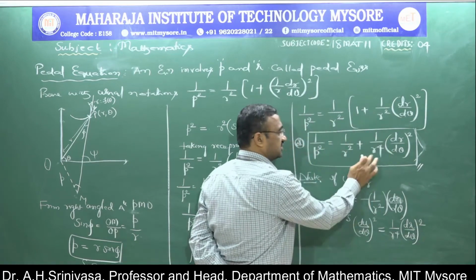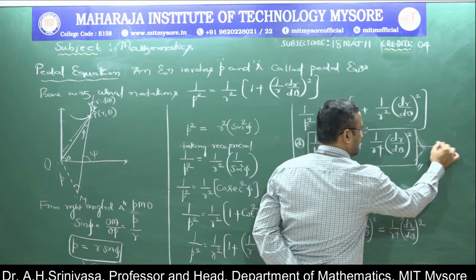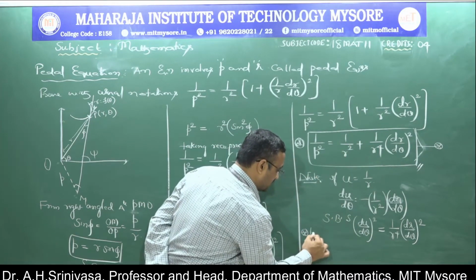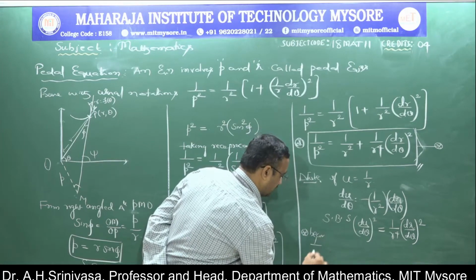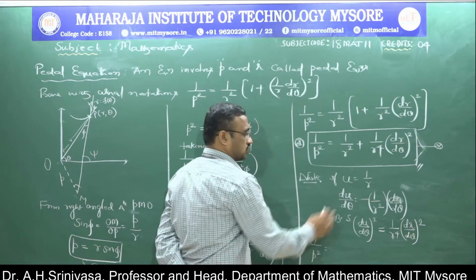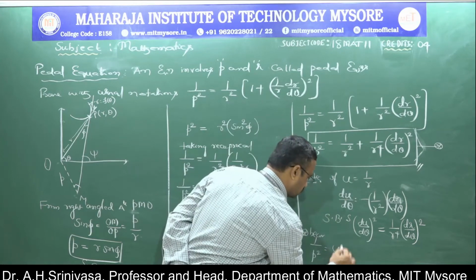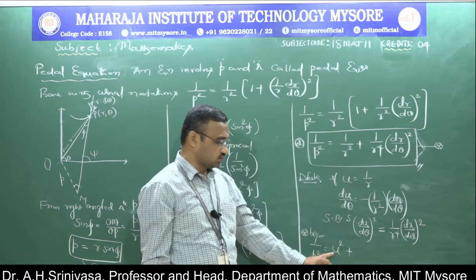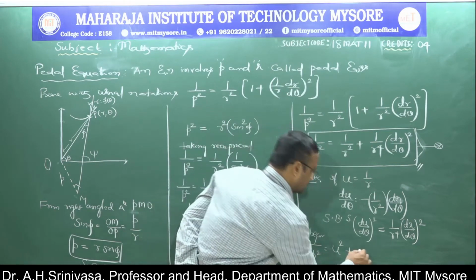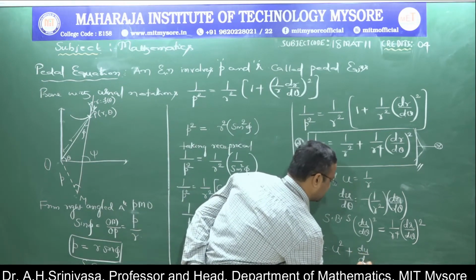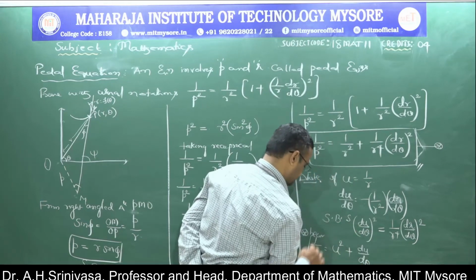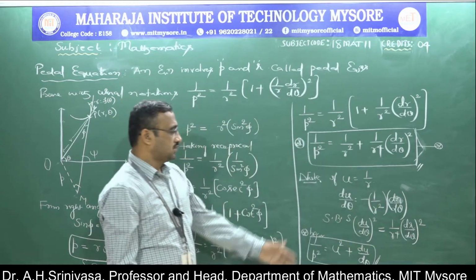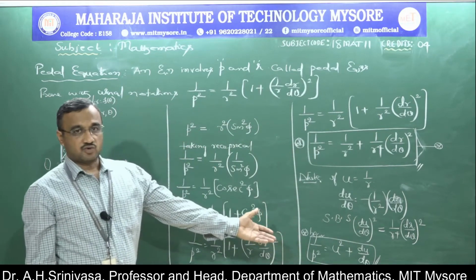Now I'm going to substitute this in this equation. If you call this a star, now I'm going to substitute this in star. Your star becomes 1 by p square should be equal to u square plus du by d theta whole square. We can also write the Padal equation in another form.